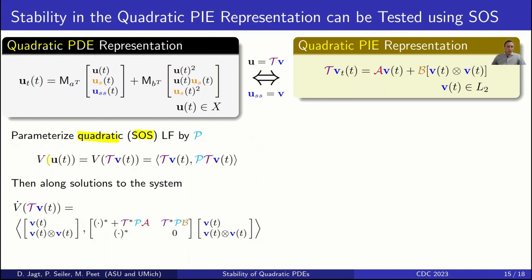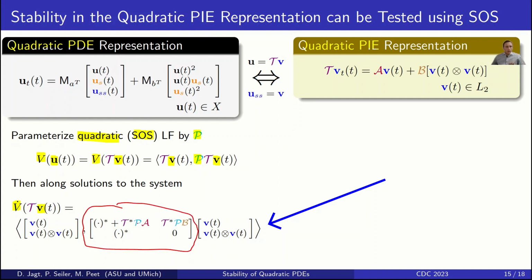sum of squares Lyapunov functional V by a partial integral operator P, as we do over here. Now note that since for any solution U to the PDE, there exists an associated solution V to the partial integral equation, we can represent this Lyapunov function in terms of this fundamental state V. Then, taking the temporal derivative of this function along solutions to the partial integral equation, note that it takes this pseudo-quadratic form defined by this partial integral operator over here.